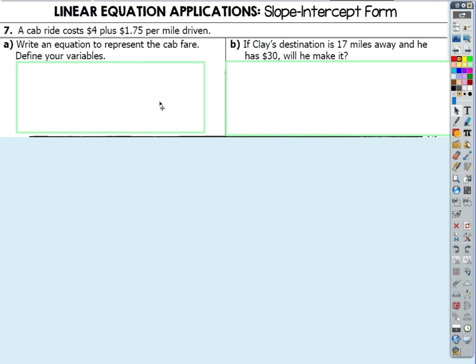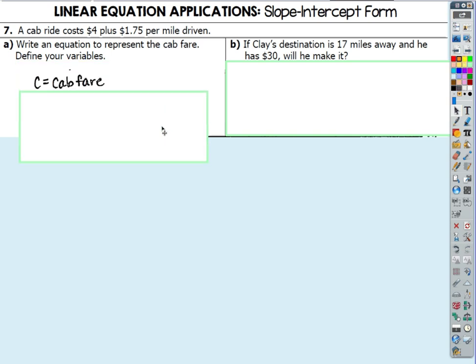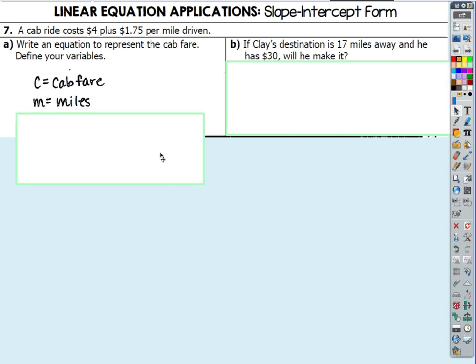Okay, we could have y, but we could also call it maybe c for cab fare, right? And then what else? So that's going to be the output variable, isn't it? The overall cab fare. What's our input variable going to be? M for miles. Okay. And then we just want to come up with an equation that's going to give us cab fare as a function of miles. So C as a function of M.